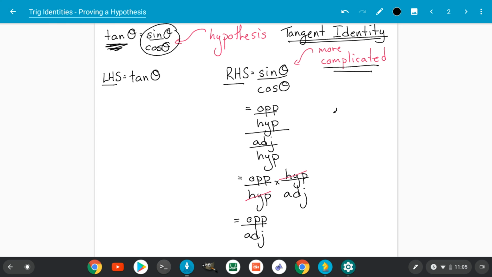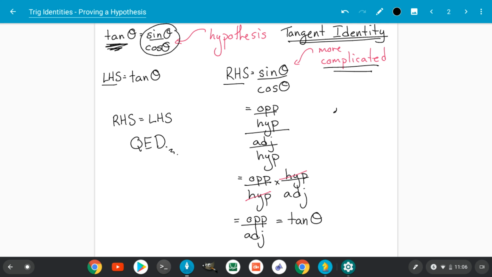Okay, now opposite over adjacent is just the tangent of a reference angle theta. So now you can see the right-hand side is the same as the left-hand side. So let's make that statement. The right-hand side is equal to the left-hand side. And so we're done. So we just write that statement that we're done. Quintus est demonstratus, and we are done.